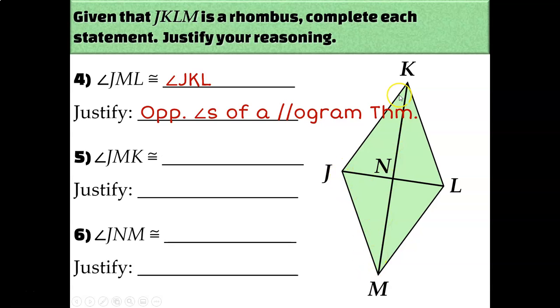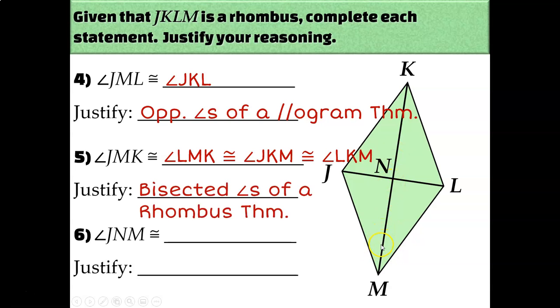Angle JMK is congruent to, well, LMK for sure. These 2 angles have to be congruent to each other because the diagonals of a parallelogram bisect each angle, but since, as we just said, the opposite angles are congruent, that means that when the diagonal bisected this angle, it also created 2 congruent angles that were congruent to the original 2 angles. All that is to say that all 4 of these angles are congruent to each other.